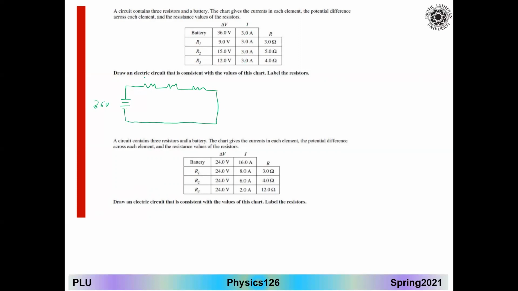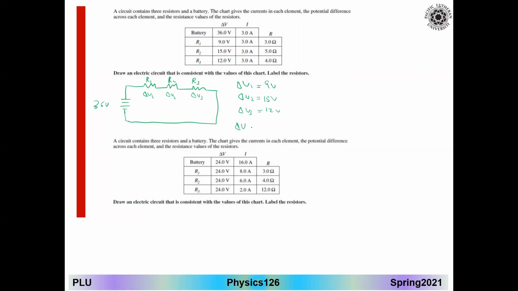So here is R1, and here is R2, and here is R3. And here is, if you want to do it, delta V1, delta V2, delta V3. Where is my delta V1? In this case, the voltage across the resistance R1, which basically here is the 9. Delta V1 equals 9 volts. Delta V2 equals 15 volts. And delta V3 equals 12 volts.